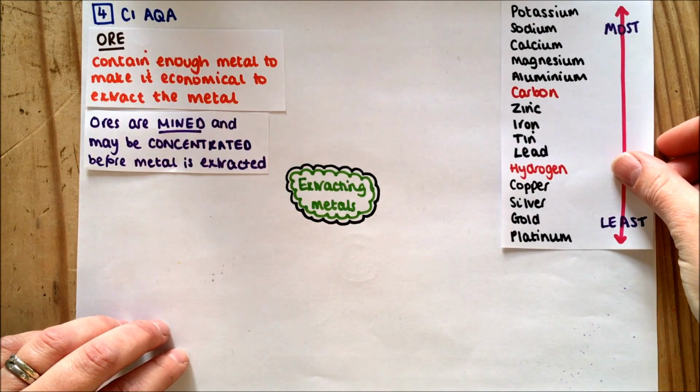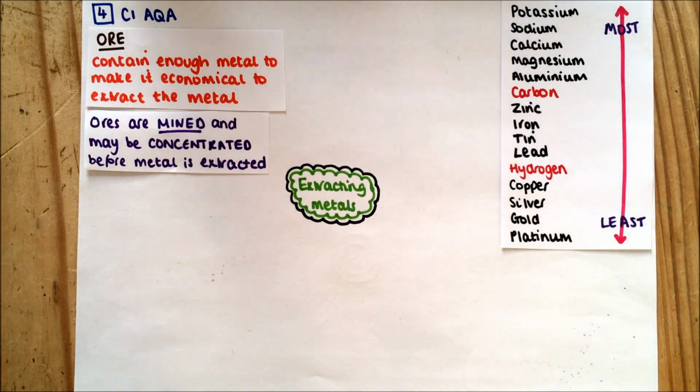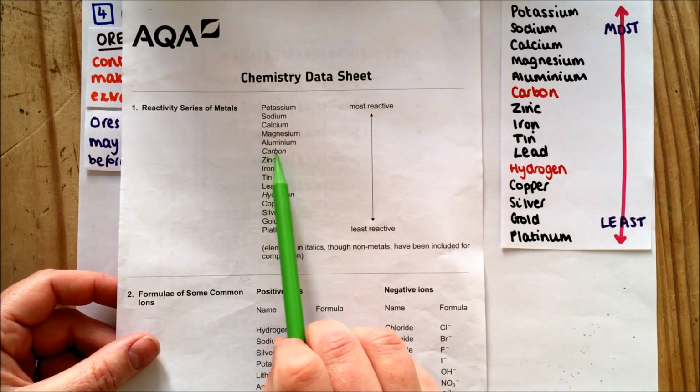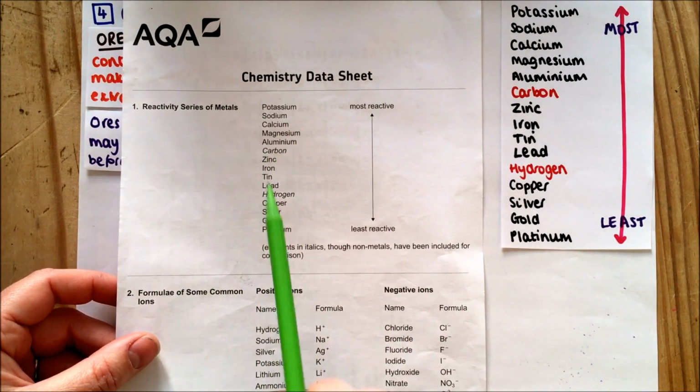If we look at the reactivity series, there are a couple of words here that are important: carbon and hydrogen. I've highlighted them here in red. On your data sheet, you'll see they're in italics, so slightly slanted in terms of the text, so you can see that it is slightly different.